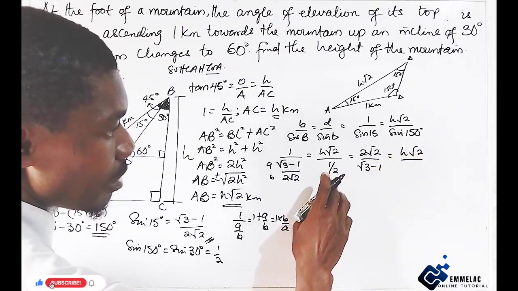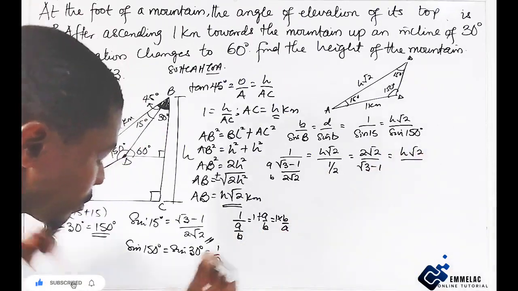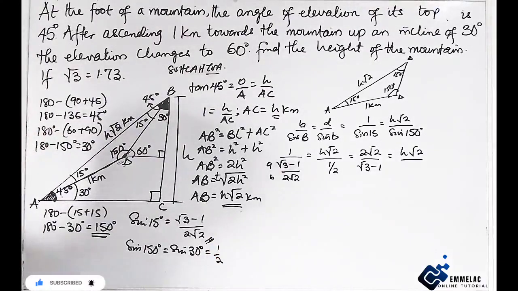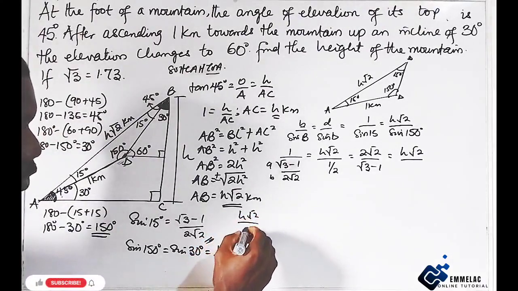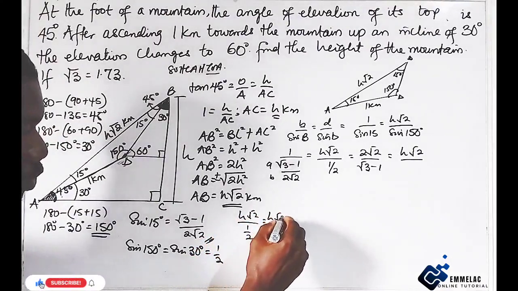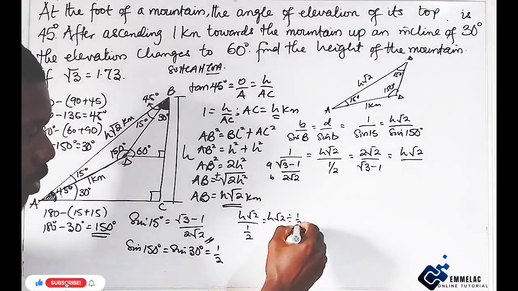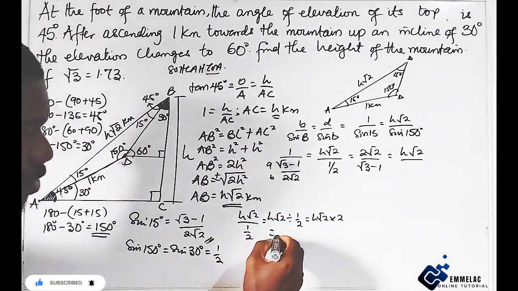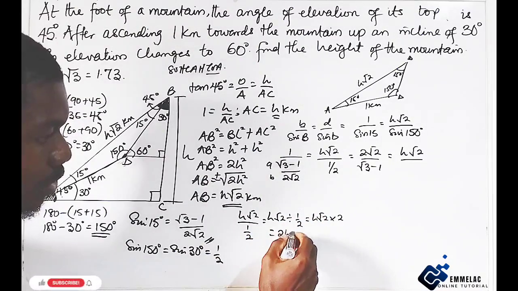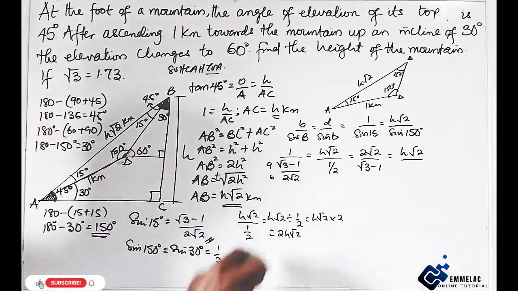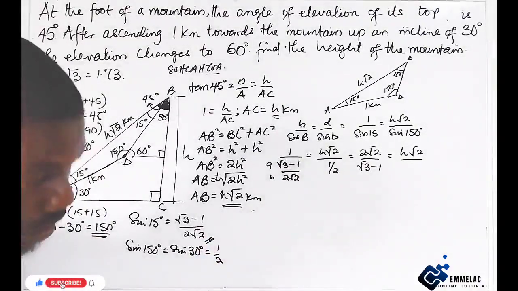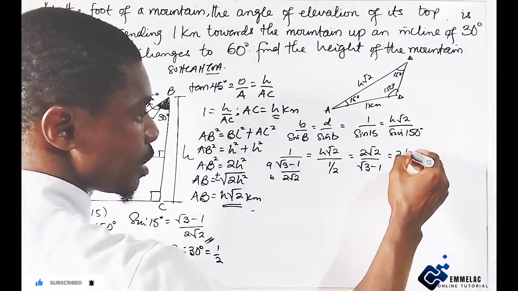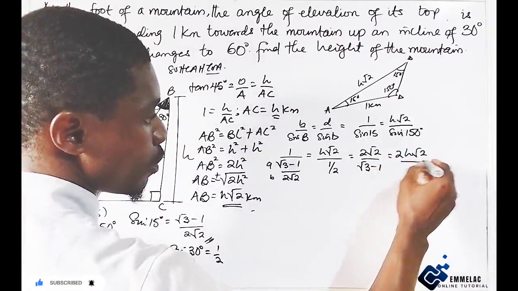So in this case, I'll be multiplying, and why I'm doing this is for a better understanding. Now h root 2 over 1 over 2 will give us h root 2 divided by 1 over 2, which will give us h root 2 times 2. So at the end of the day, you have 2h root 2 over 1.